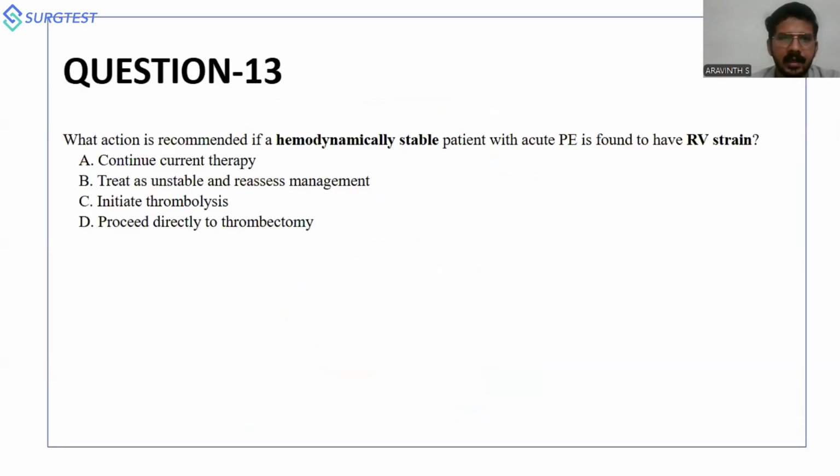Alright? Okay. What action is recommended if a hemodynamically stable patient with acute pulmonary embolism is found to have an RV strain? A. Continue current therapy. B. Treat as unstable and reassess management. C. Initiate thrombolysis. D. Proceed directly to thrombectomy. I just told you the answer for this. So if you say initially the patient is hemodynamically stable, you perform an echo and you find an RV strain, what do you do?